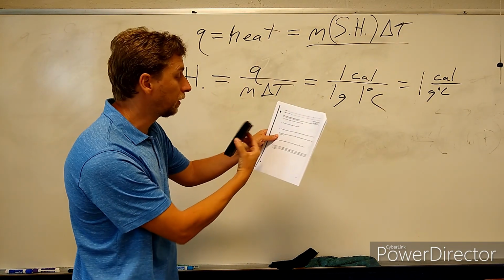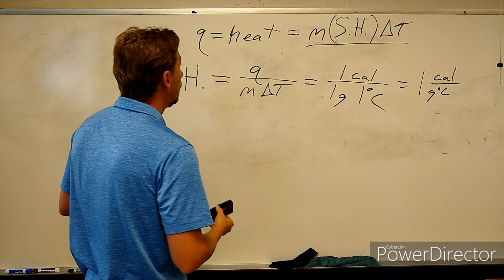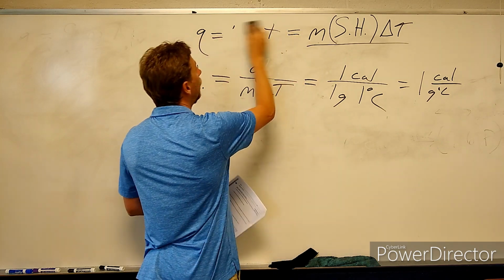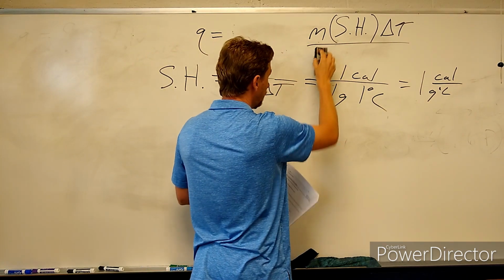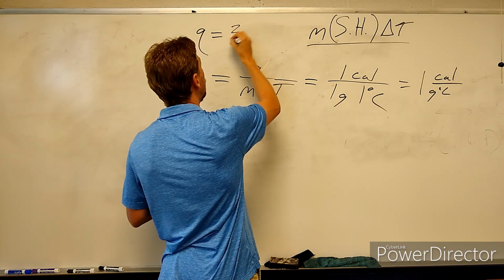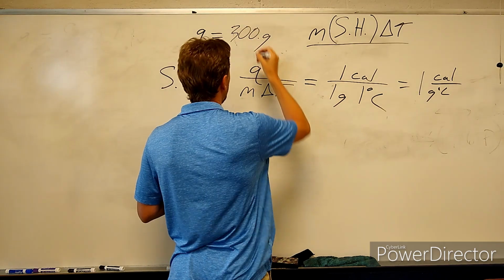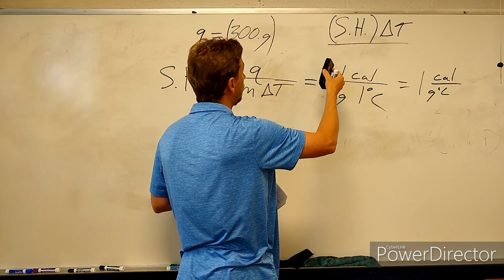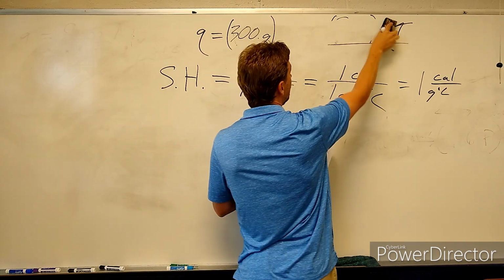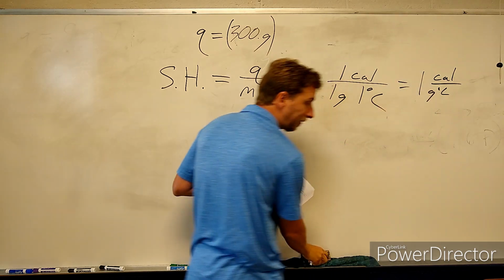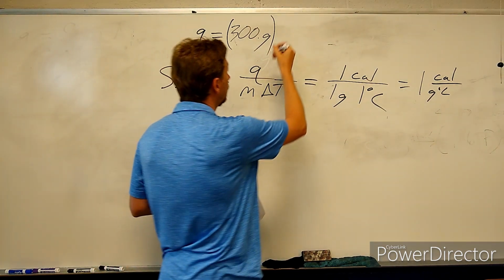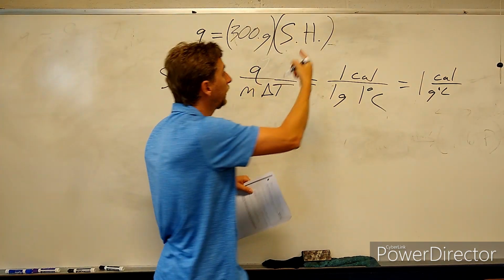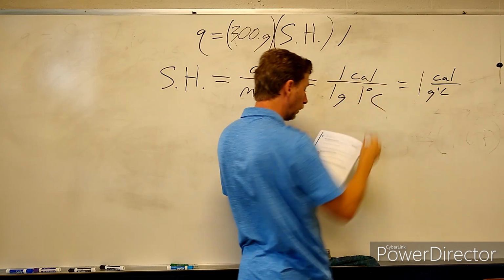Now, it says it's a 300-gram sample of glass. So all we got to do is come up here and put in the mass of the glass, which is 300 grams. And the specific heat of the glass, we don't know what it is. That's what you're trying to find in this problem. So we've got the specific heat of the glass, which is unknown, times the temperature change of the glass. Well, what is the temperature change of the glass?